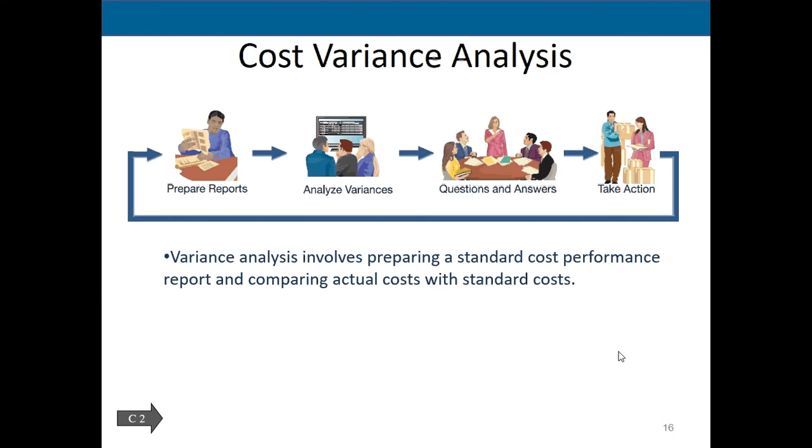All right. So variance analysis involves preparing a standard cost performance report. Absolutely. So we prepare reports. What are we doing when we prepare reports? If you go back a few slides, we're looking at the budget versus the actual to give us the variance. Then some people come together and they start to analyze those variances. What was the problem? Who made a mistake? What's wrong? Can we fix it? It goes into a Q&A time to try to figure it out. And then this is where we take action, whether it's strategic or corrective.